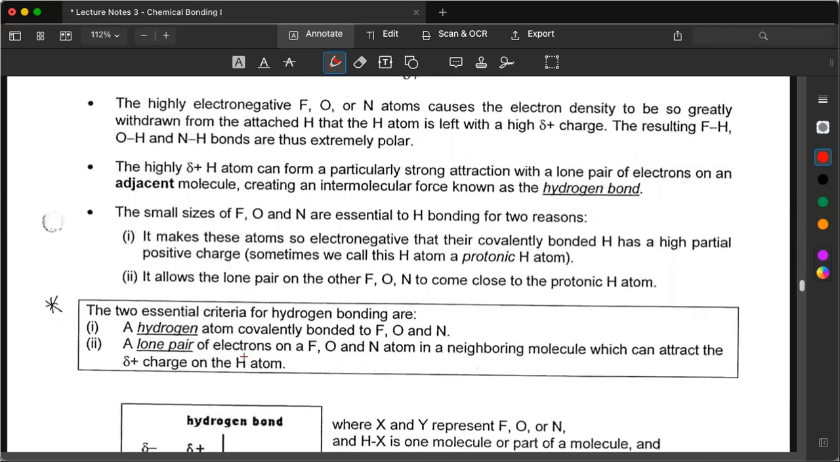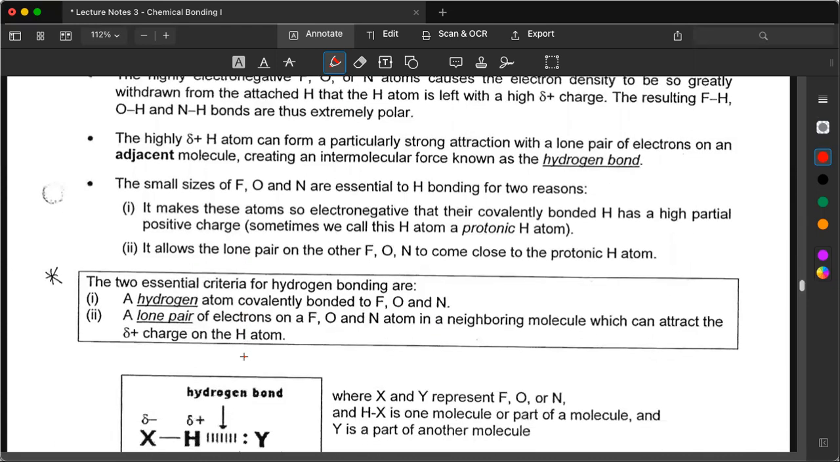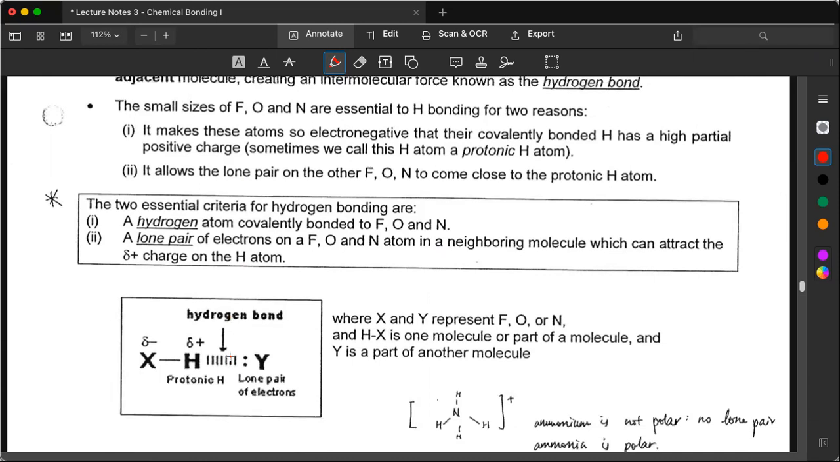So there are two criteria for hydrogen bonding. Number one, the hydrogen atom is covalently bonded to F, O, or N directly. Number two, the lone pair of electrons of the F, O, or N atom in the neighboring molecule can attract the partial positive charge of the hydrogen atom, like this. So you have to represent hydrogen bond in this manner. X and Y are electronegative atoms. The H is forming a hydrogen bond with the lone pair of electrons. So positive, negative, opposite charges attract.